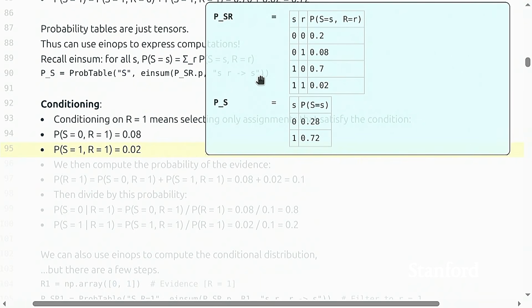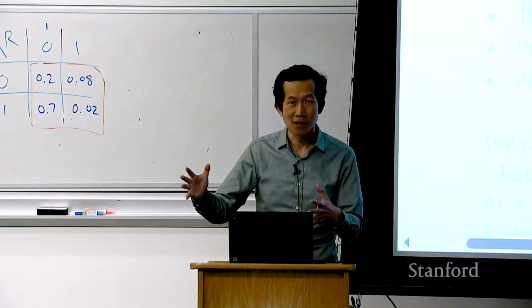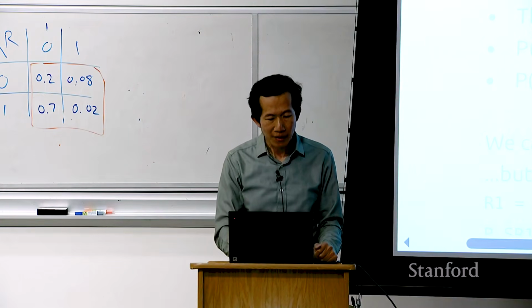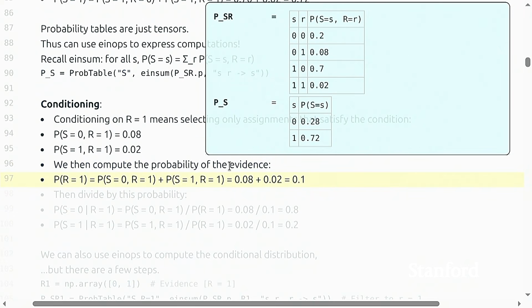And then I compute the probability of the conditioning event, which I'm going to call the evidence. So I observe evidence, I look outside and I see it's raining, and now I want to condition on that evidence to make other inferences. So I have to compute the probability of this evidence, which is essentially the sum of the probabilities of all the assignments that are left after the selection process. So here I have 0, 1 and 1, 1, which has probability 0.1.